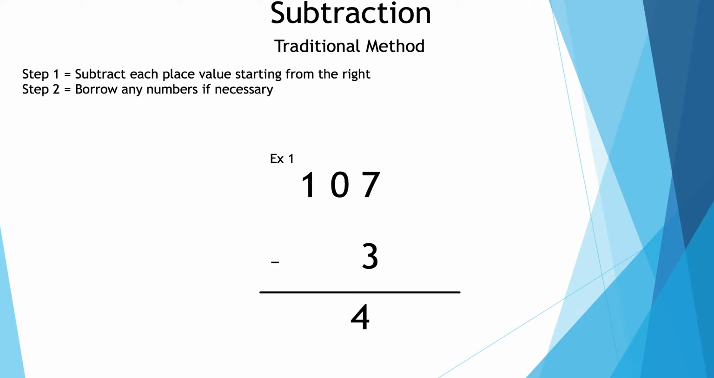7 minus 3 is 4. Bring down the 0 because 0 minus nothing is 0. And we bring down the 1 because 1 minus nothing is 1. So my answer is 104.